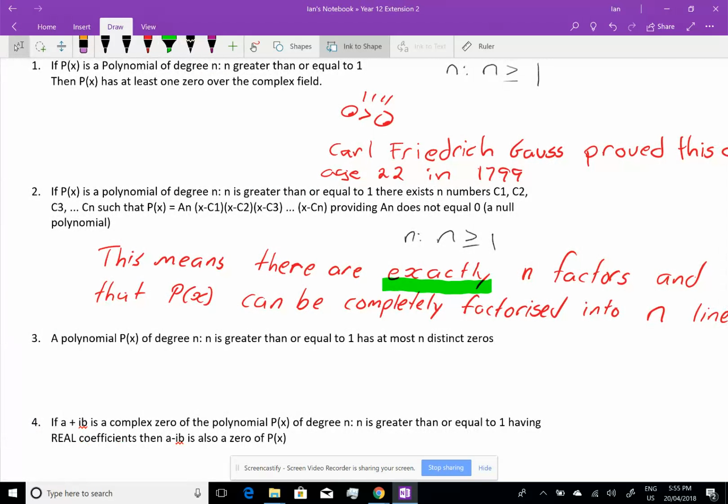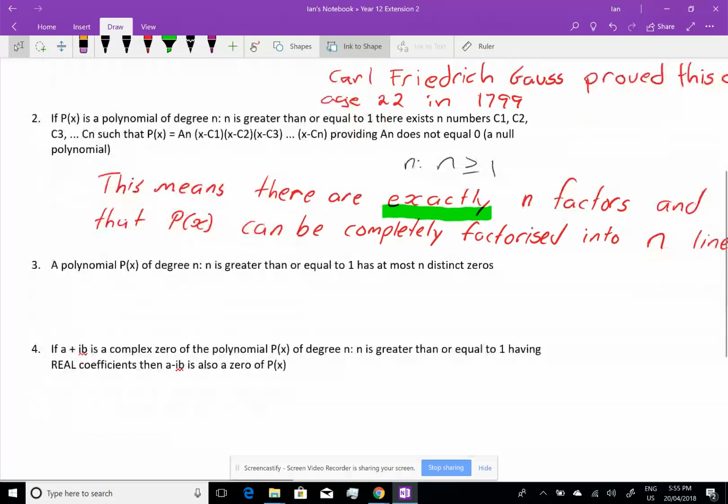So if you have a cubic, there are 3 factors. One of them might be a double, you might even have a triple. You might have x minus 3 all cubed. But there are that many factors. It's a triple root. And you need to know that because you're going to factorize these things completely out.